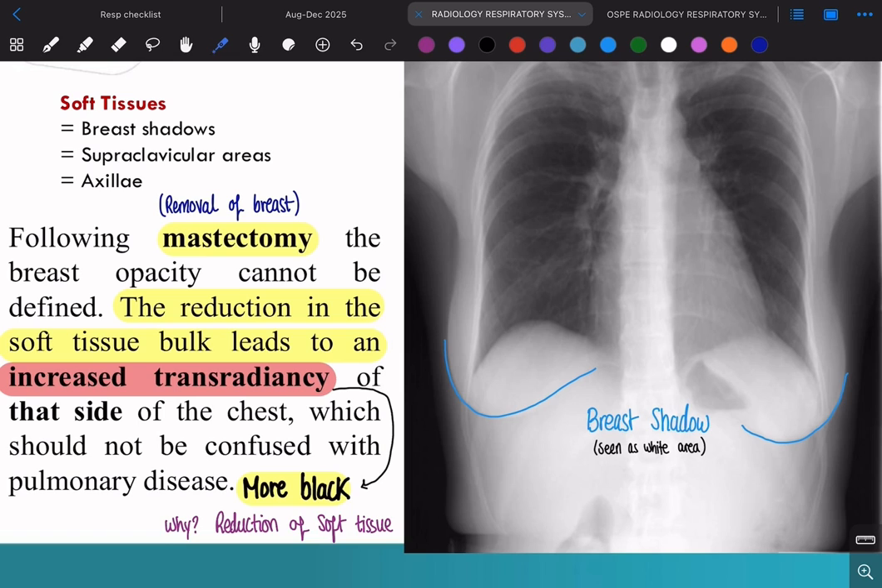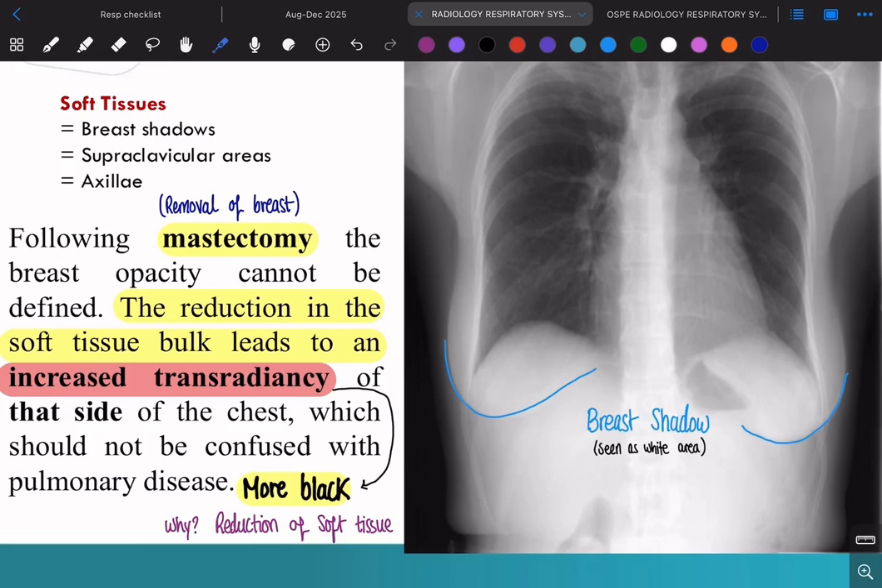So when a patient has a mastectomy, or removal of the breast, what happens? The soft tissue amount will reduce or decrease, right? That's why the color will become darker. So it will increase in transradiancy, which means it will become darker or more black. So here you can see this area is darker than the rest of the breast, right? So this means that in this area there was removal of the breast, or mastectomy.